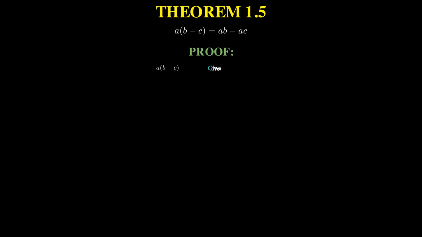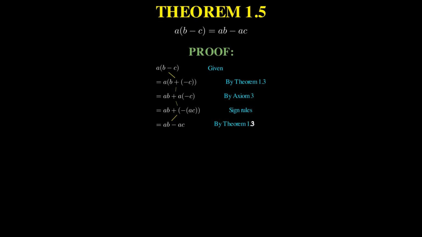Proof. We start with a times (b minus c). By theorem 1.3, this equals a times (b plus negative c). Applying axiom 3, the distributive law, we get a times b plus a times negative c. By sign rules, this equals a times b plus negative (a times c). Finally, by theorem 1.3, this equals a times b minus a times c. Therefore, we have proven that a times (b minus c) equals a times b minus a times c.